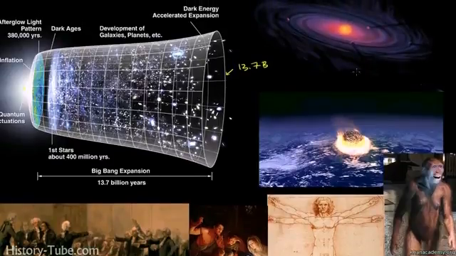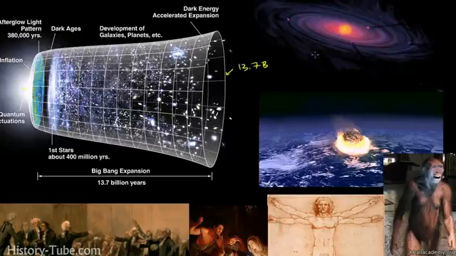And then if we go a little bit forward, actually a lot forward, we get to the formation of our actual solar system and the Earth. This is a depiction of a protoplanetary disk forming around our young sun. And so this right here is 4.5 billion years ago.